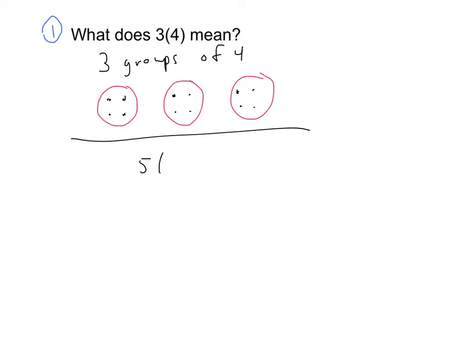So if I had 5 times 6, same thing. We can think of that as 5 groups of 6, right? Or if I had 7x, right? We could think of that as 7 groups of whatever number x is, right? Or 7 groups of x.